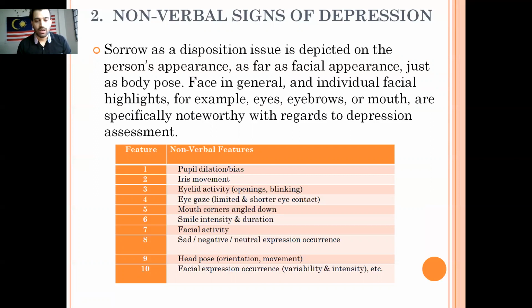All those highlights might be used in order to get the features and to get the expressions for our data sets. I have listed some of the non-verbal features which can be used. Those are the pupil dilation, we have iris movement, we have eyelid activity, we have eye gaze, we have mouth corners angle down, we have different facial activities. And here you can see that we have head pose and others, which might be taken into consideration when we are talking about the non-verbal signs.